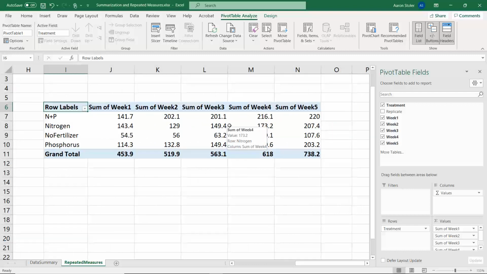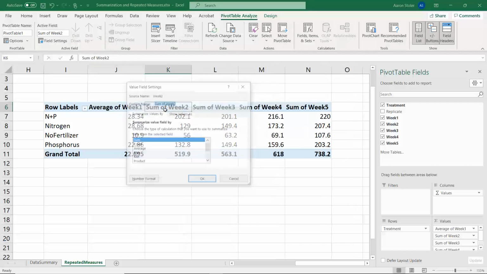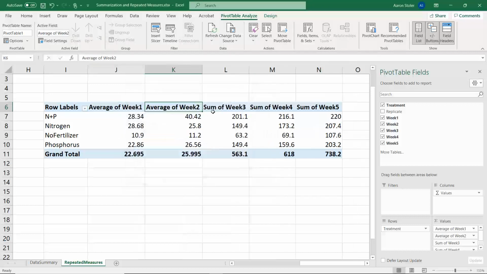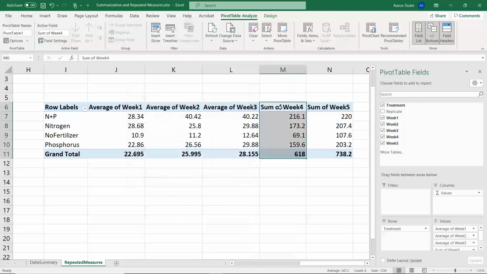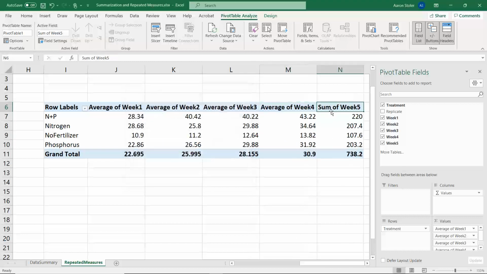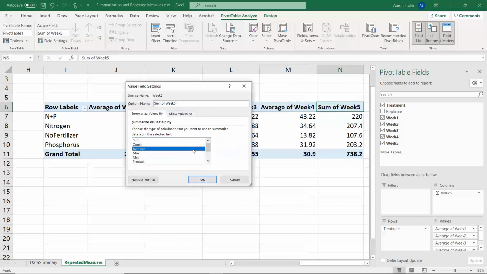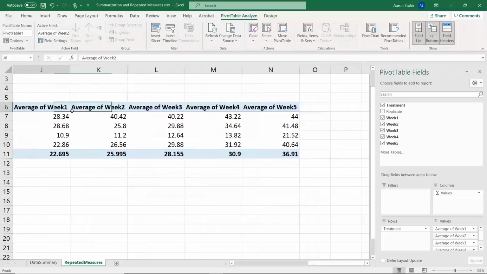Now you can see that the default for each of these is sum, and we want to change that to average. Go ahead and double click on each one of them and change to average. And now we are in the right place to start graphing our data.